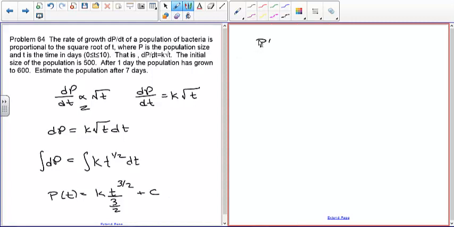So we'll do a little algebra here to clean stuff up. You get 2k t to the 3/2 power divided by 3, plus c. So this is my general solution. But in this case, I don't know k and I don't know c. So the first thing we're going to do is apply the initial conditions.